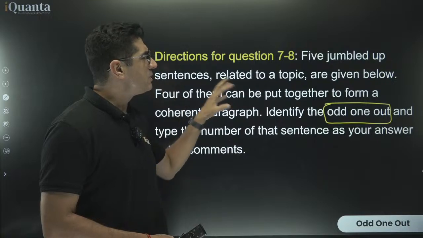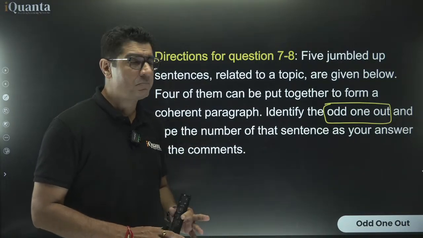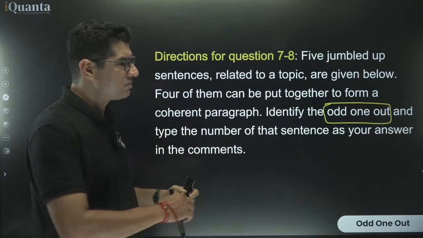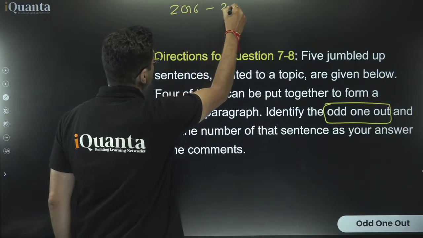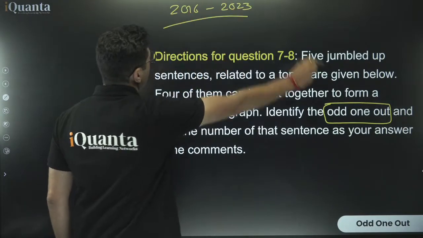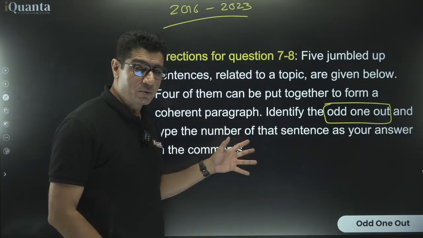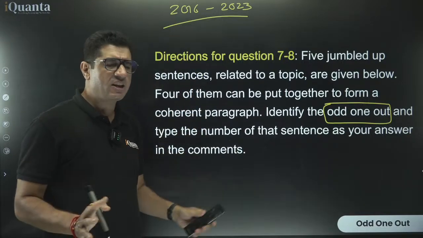Just like para-jumbles, this question type is also usually non-MCQ in the exam. Out of the last 9 years, so 2016 to 23, 22 was the only year when we did not get paragraph odd one outs. Otherwise, they have been a regular fixture for a pretty long time.